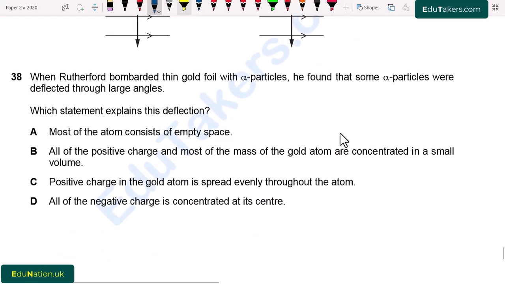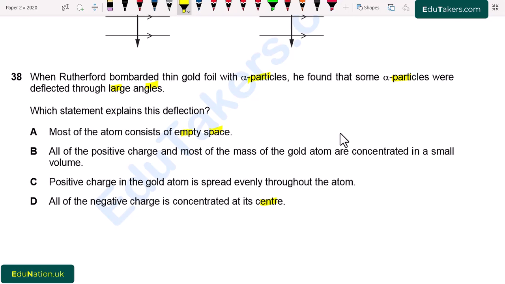Question number 38. When Rutherford bombarded the gold foil with alpha particles, he found that some alpha particles were deflected through large angles. Which statement explains this deflection? A. Most of the atom consists of empty space. B. All of the positive charge and most of the mass of the gold atom are concentrated in a small volume. C. Positive charge in the gold atom is spread evenly throughout the atom. D. All of the negative charge is concentrated at its center.